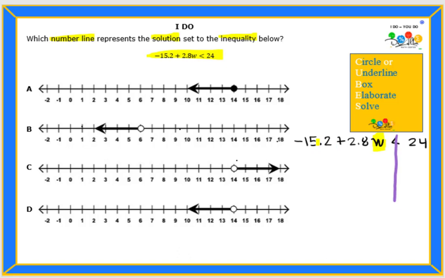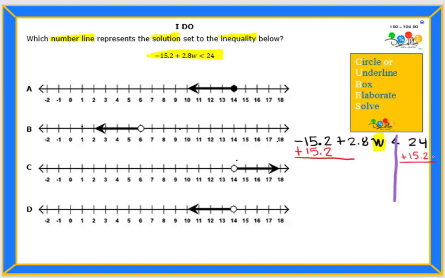So remember, when we're working with two-step inequalities or two-step equations, we're going to leave the coefficient of my variable to the last step. So I'm going to start with the negative 15.2, and I have to do the inverse of that. So the opposite of minus 15.2 is plus 15.2, absolutely. And whatever I do to one side, I have to do to the other.